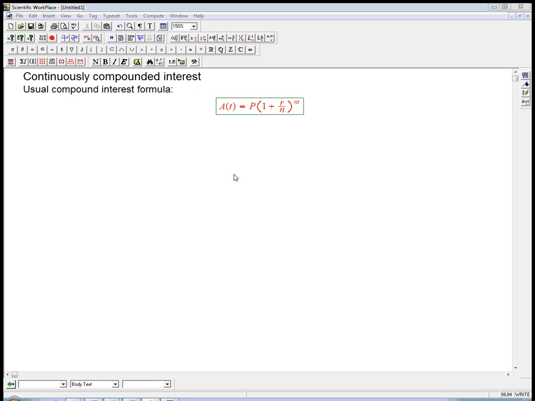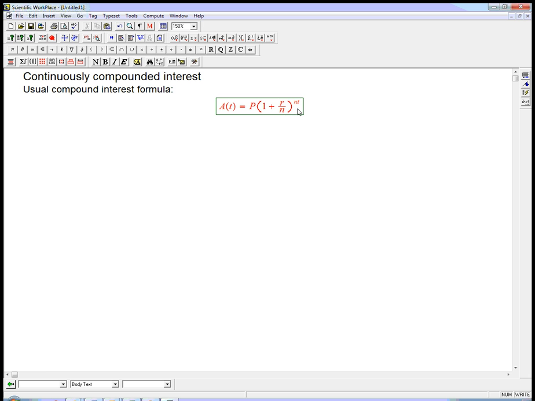Let's talk about continuously compounded interest very briefly. The usual compound interest formula, this is where we're going to start. A of t, the amount of money in our account after t years, is the initial money, the principal P, times 1 plus the interest rate r over the compounding frequency n, that's how many times it's compounded per year, all to the nt.